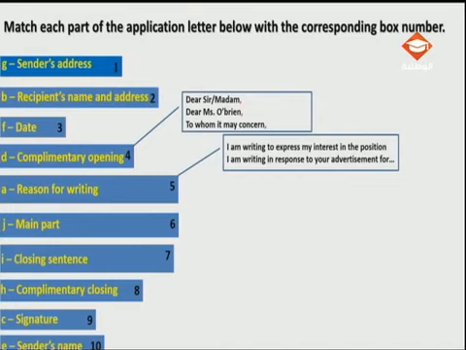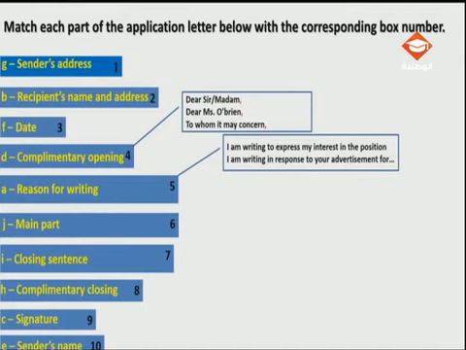Yes, you may say "I am writing to apply for the job that was published in the newspaper on the date of." So these are examples. We can also begin with "with reference to your job advertisement." Of course, you have other options too.